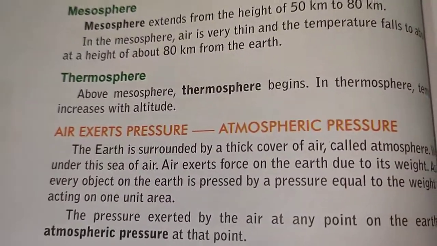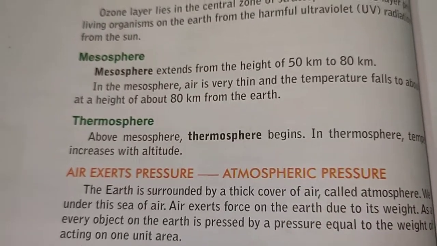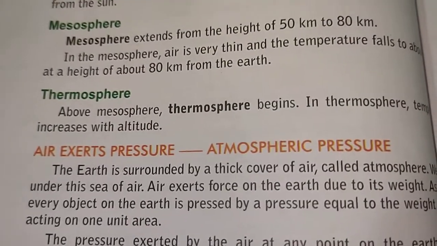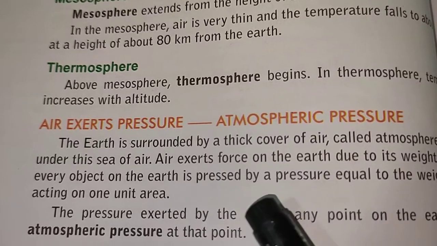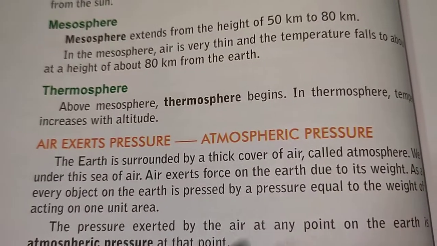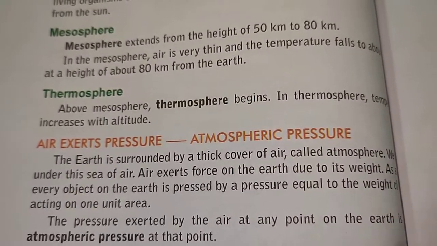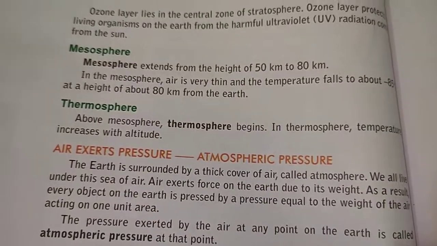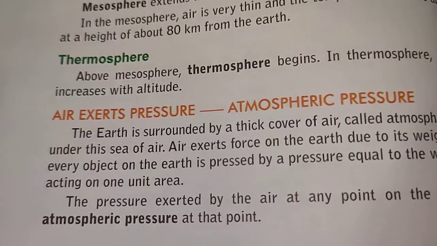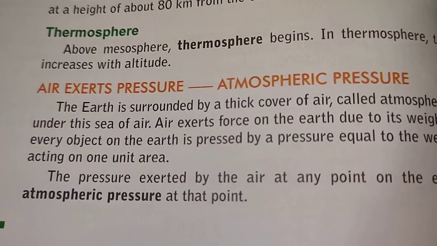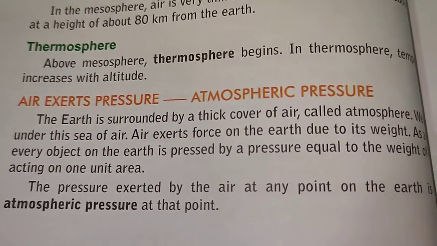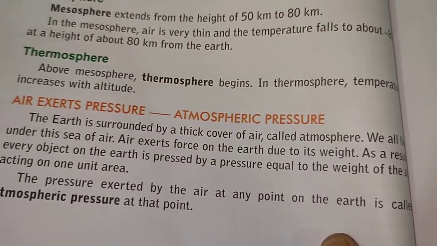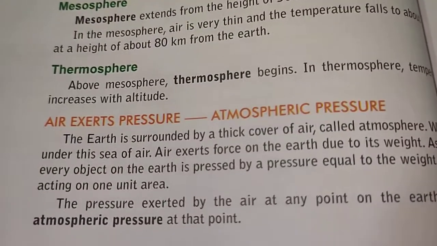So our next point is how air exerts pressure. How we can prove that the atmospheric layer exerts pressure on the earth's surface. The earth is surrounded by a thick cover of air called atmosphere. You already know. Now, please define atmospheric pressure: the pressure exerted by the air at any point on the earth is called atmospheric pressure at that point.